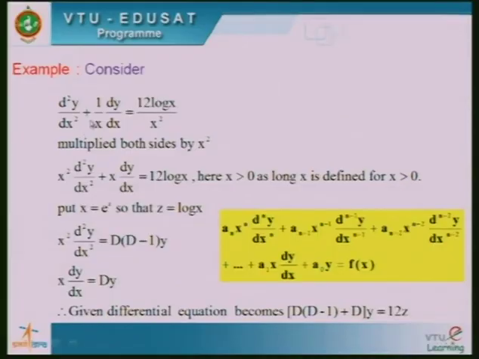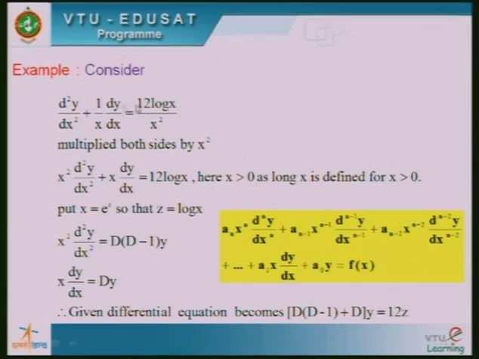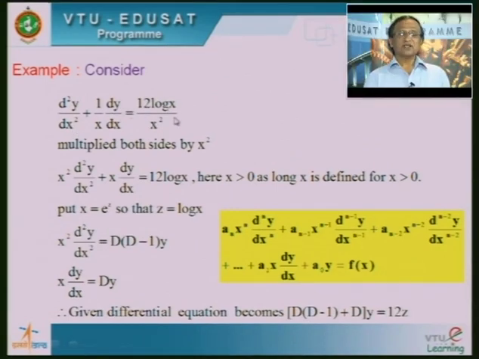Okay. Now, I want to solve one more similar type of example. Consider d square y upon dx square plus 1 upon x into dy by dx is equal to 12 log x divided by x square. So, once again you can verify whether it is a Cauchy-Euler equation or not. Again we can say that this is not a Cauchy-Euler equation. How do we say that it is not a Cauchy-Euler equation?